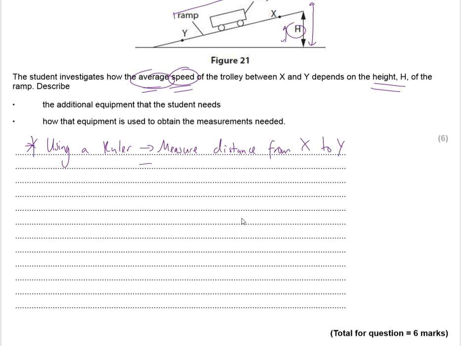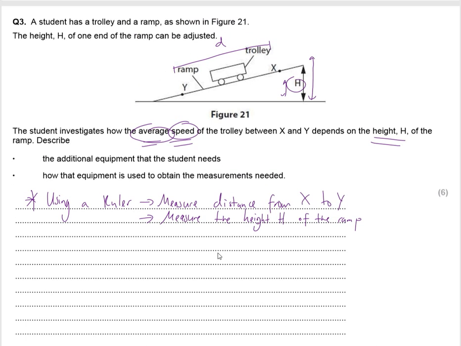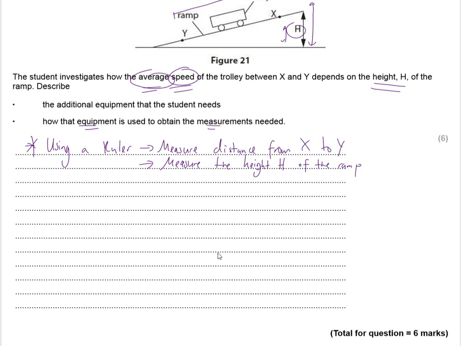Now next one. Okay, so also using a ruler, we're going to measure the height h of the ramp. So what we're saying now is we are using the equipment to obtain what we need to obtain. Okay, good. Now what's next?